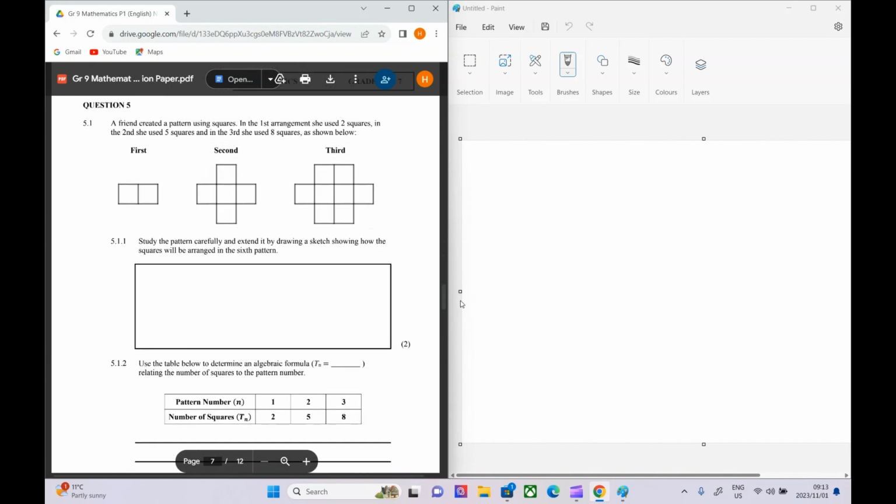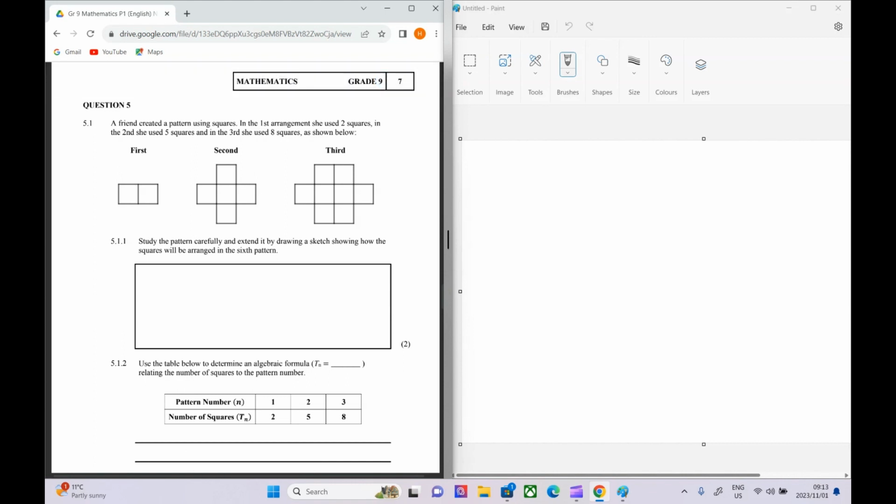Okay, so if we look at question 5, they often ask this question to start with, where you've got squares or matches or some sort of shape like this. So in this question, a friend created a pattern using squares. In the first arrangement, she used 2 squares, in the second she used 5 squares, and in the third she used 8 squares as shown below. Study the pattern carefully and extend it by drawing a sketch showing how the squares will be arranged in the 6th pattern. Okay, so usually I find students are quite good at these ones.